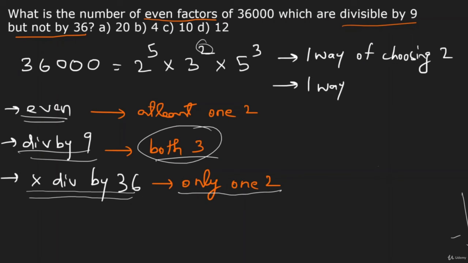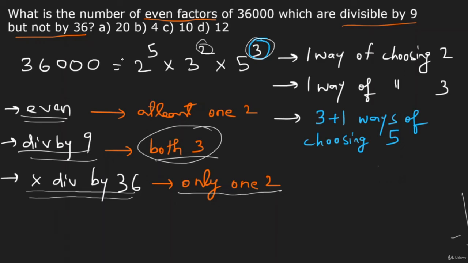We have one way of choosing 3's, because we have to choose both the 3's. And we have 3 plus 1, 4 ways of choosing 5's. So basically when we make factors, we can choose 2's, 3's and 5's. We have seen that when we learned about the number of factors. So if I did not have any condition, if I wanted to find the number of factors of 36,000, it will depend on how many 2's I can choose, how many 3's I can choose, and how many 5's I can choose. And we have seen because I have 5 twos, I can choose 5 plus 1, that is 6 ways, I can choose 0 or more than 0 number of 2's.